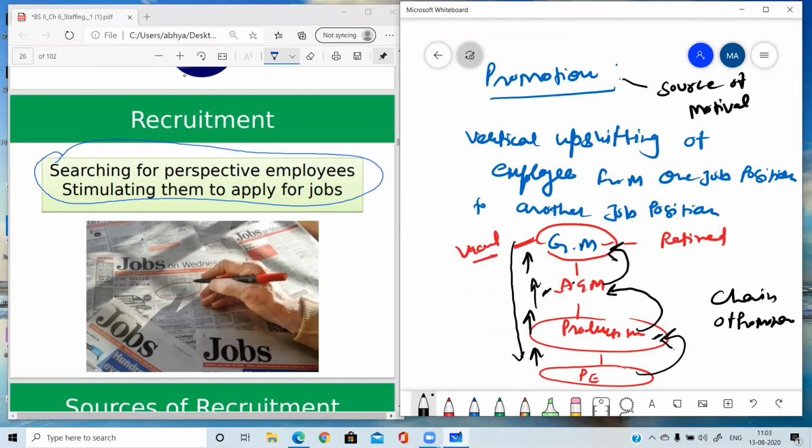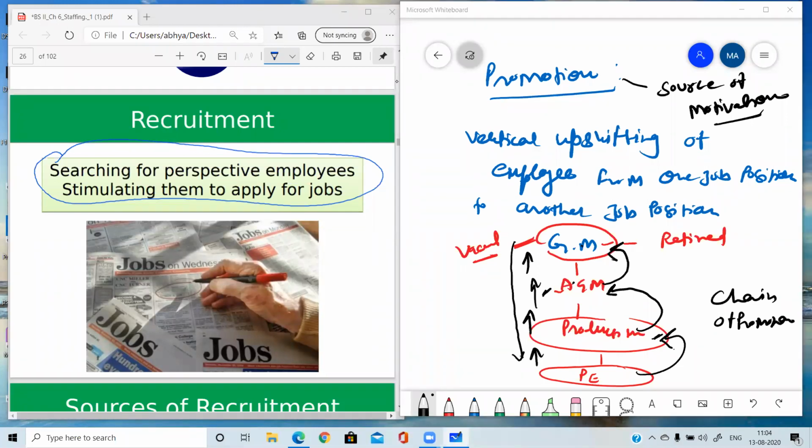If the organization policy is that they will always take employees from outside, and internal sources will never be used, it means promotions will never happen. In this case, the employees will not be motivated. They will not give their 100%, because they know very well that whatever performance they give, their promotion will never happen. So keeping this in mind, each and every organization usually follows promotion policies.